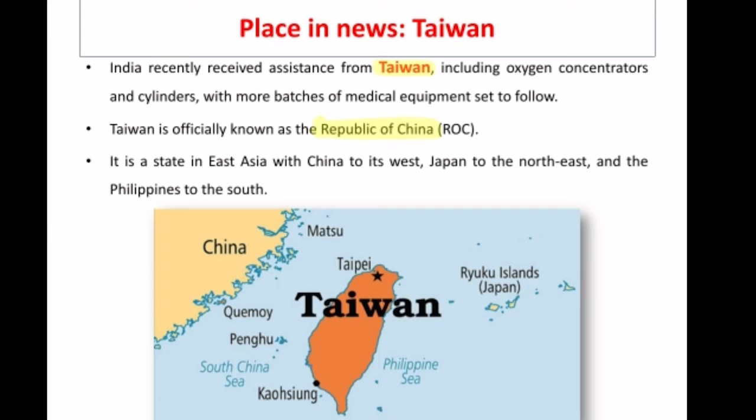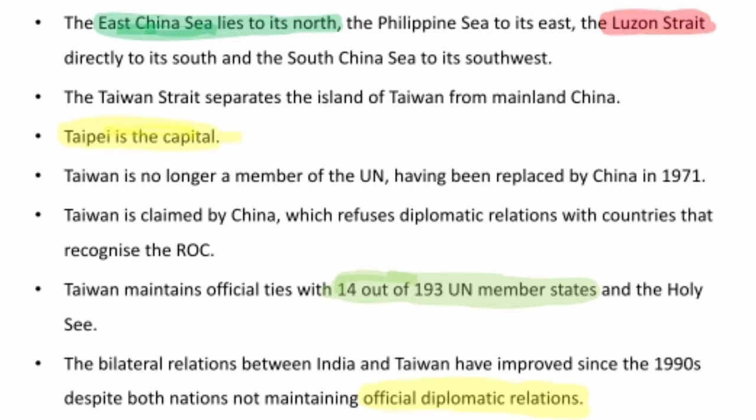Because it is named the Republic of China, the whole control is taken up by the Chinese Prime Minister. It is a state in East Asia with China to its west, Japan to the northeast, and the Philippines to the south. This is how the place is located, in between the Philippine Sea and the South China Sea. It is very important. The East China Sea lies to its north, the Philippine Sea to its east. We have discussed it. The Luzon Strait also passes through it. The capital of Taiwan is Taipei, so you can easily remember Taipei, Taiwan.